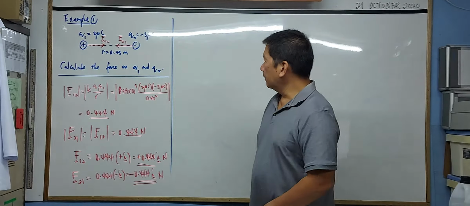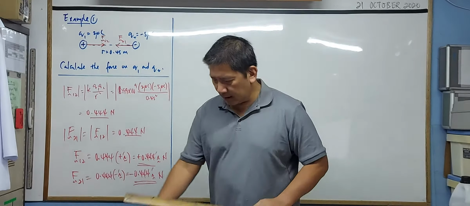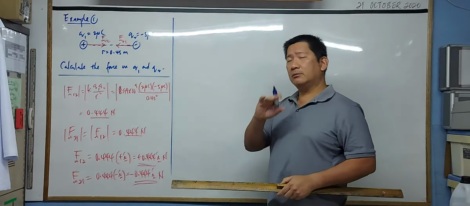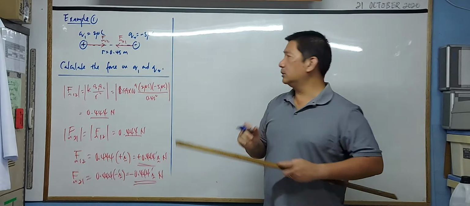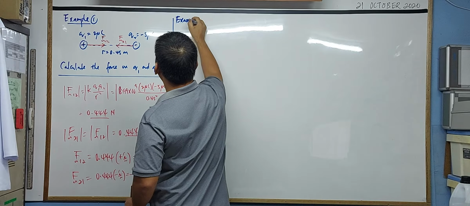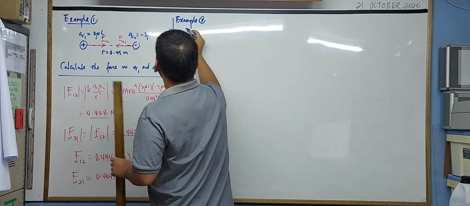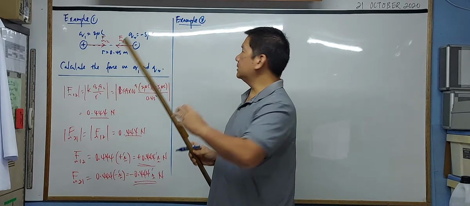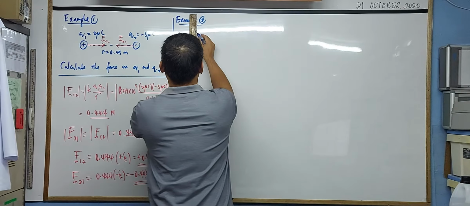All right. The next example. Our next example will be slightly more difficult than this one. I normally give examples according to difficulty. Now, example number 2. Now we have 3 charges. Okay, we have 3 charges.